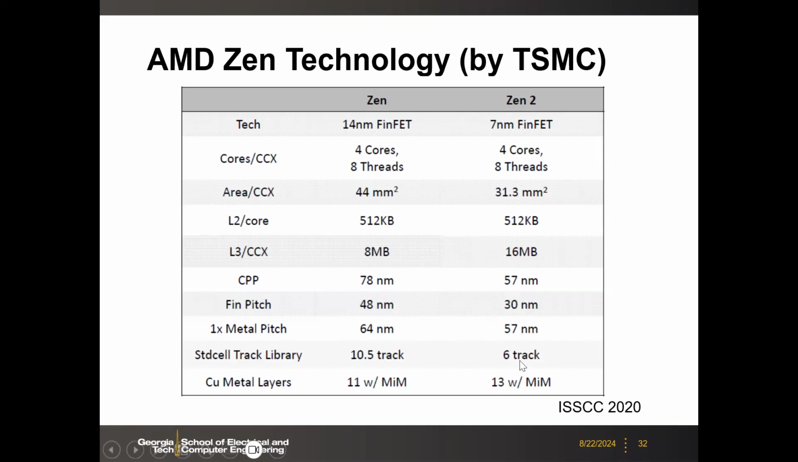And then it uses a 6-track standard cell library. That means there are 6 metal one tracks within one standard cell. And then in total, it uses 13 metal layers to finish the routing for the interconnect.